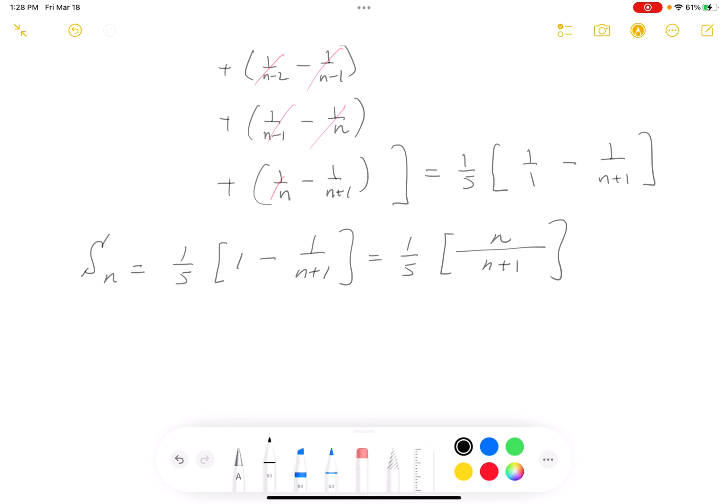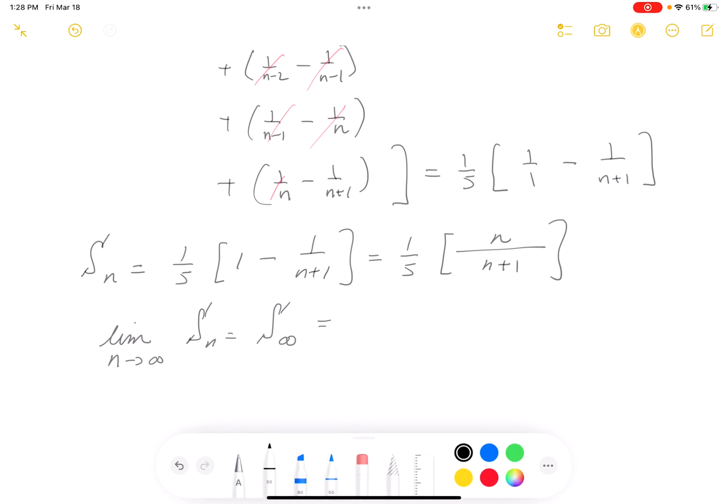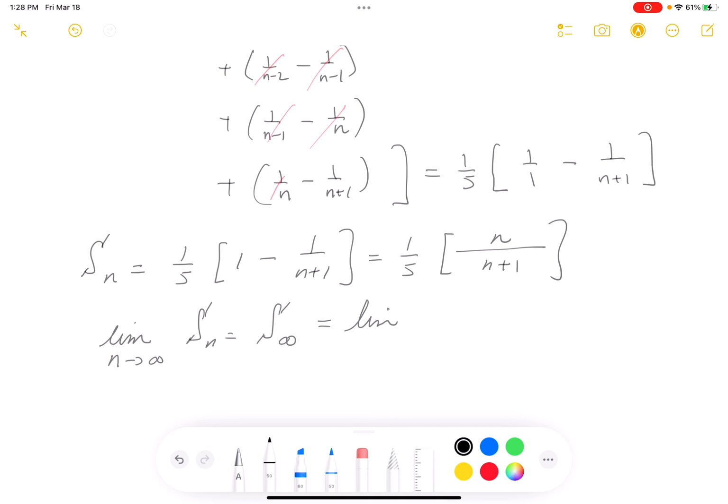Now, what do I want to do? I take the limit as n goes to infinity of Sn, and that's going to be equal to S infinity. Let's write this down. This is going to be the limit as n goes to infinity of 1/5 times 1 minus 1 over n plus 1. Well, I hope you realize that second term, 1 over n plus 1, as n goes to infinity goes to 0, so I'm left with 1/5.